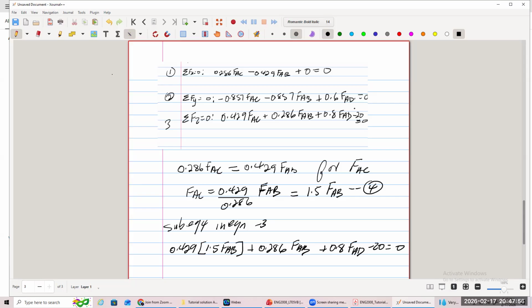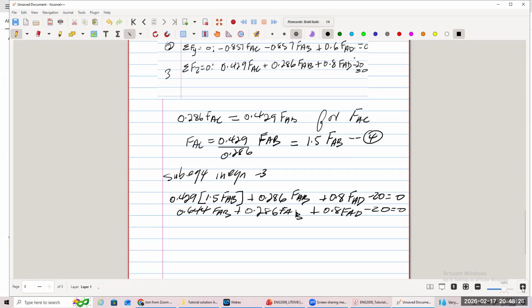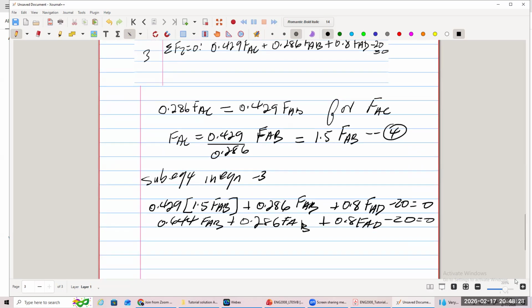All right, sorry. The first part was 0.644 FAC, FAB, right? Plus 0.286 FAB plus 0.8 FAD minus 20 equals 0. And you can still simplify that a little bit more. Add the two of them together. What do you get now?